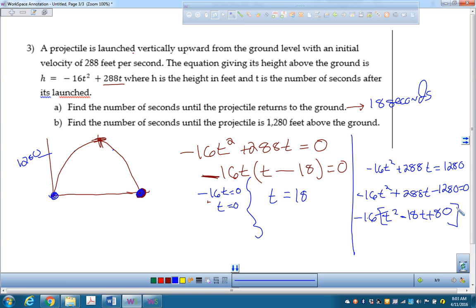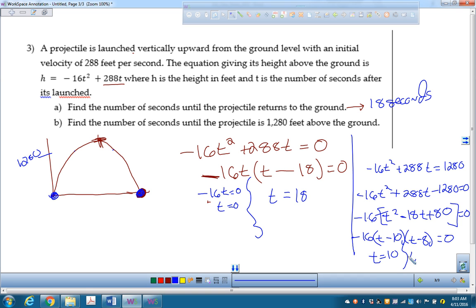So now what's nice about this is this factors, okay? So I have negative 16 times t, what two numbers multiply to 80 and add to negative 18? Negative 10 and negative 8, okay? And so then you have to figure out where these two things are equal to 0. What's going to make this equal to 0? t equals 10. What's going to make this equal to 0? 8.